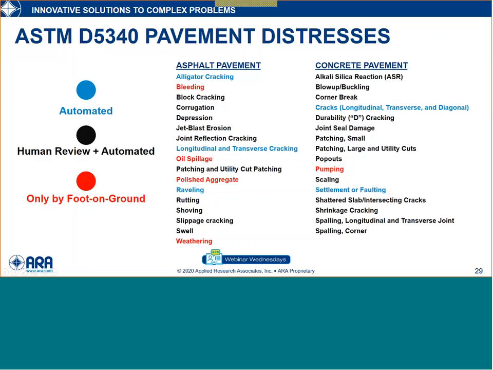So this is again from that ASCE webinar, and this is really kind of the industry consensus right now on what AI is able to do reliably from a completely automated approach. These distresses in blue, it's pretty good at identifying without any human involvement. But you can see that's only a small subset of the distresses that we're looking for in a PCI survey.